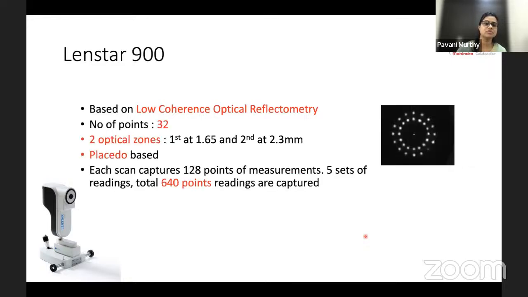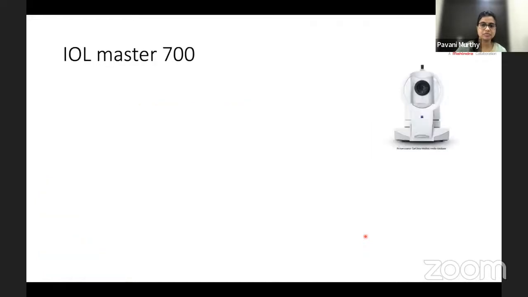LenStar 900 is based on optical low coherence reflectometry. It measures around 32 points in two optical zones. It is a Placido-based examination. It scans approximately 128 points of measurements in 5 sets, so a total of 640 readings are captured.